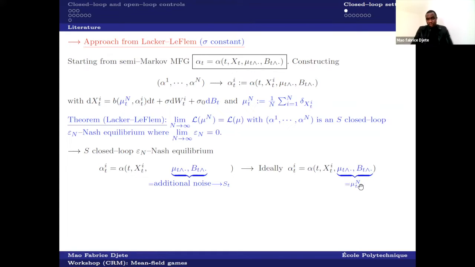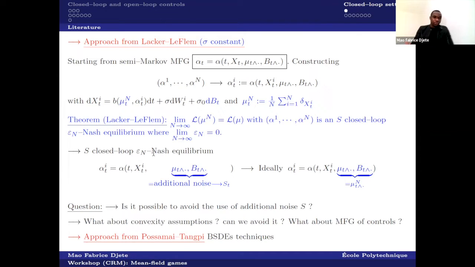Naturally, we want to replace this one by mu n here, so by the empirical distribution. The thing is, it's kind of tricky to do that here, because in this framework you have no idea about the regularity of alpha. Formally speaking, of course, you can replace it, but you don't know where the limit is going to be. So to overcome this situation, they need to fix an additional noise, and they show that this one is actually an approximate Nash equilibrium.